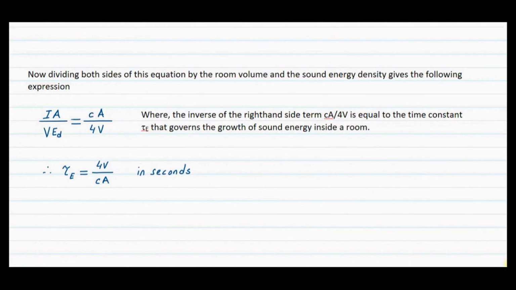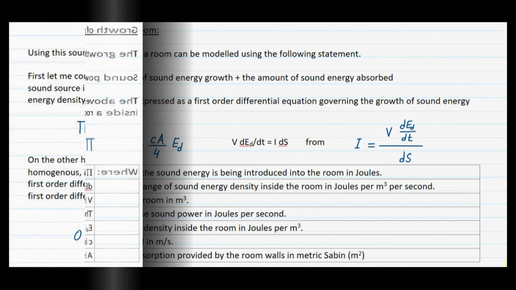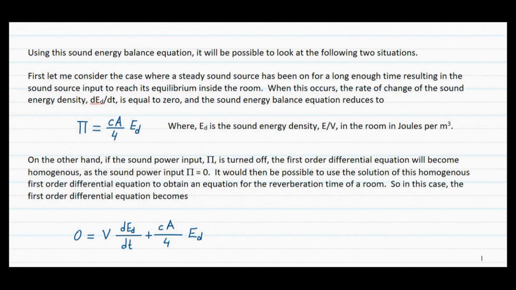Now, dividing both sides of this equation by the room volume and the sound energy density gives the following expression, where tau sub E is equal to 4 times V over c times A in seconds. The growth of sound energy in a room can be modeled using the following statement. Sound power input is equal to the rate of sound energy growth plus the amount of sound energy absorbed. The above statement can be expressed as a first-order differential equation governing the growth of sound energy inside the room as follows. Using this energy balance equation, it will be possible to look at the following two situations.